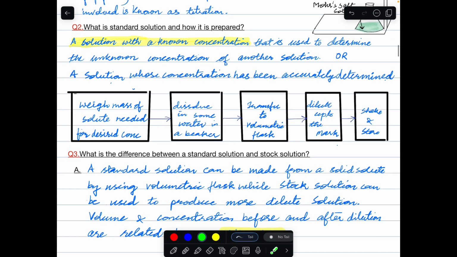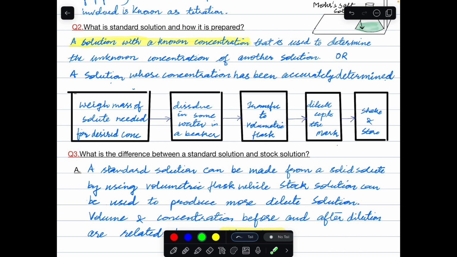Or we can define it another way: a solution whose concentration has been accurately determined. How do we determine it? Because you have prepared it accurately by taking all precautions, avoiding any error while weighing as well as while preparing the solution in the lab.